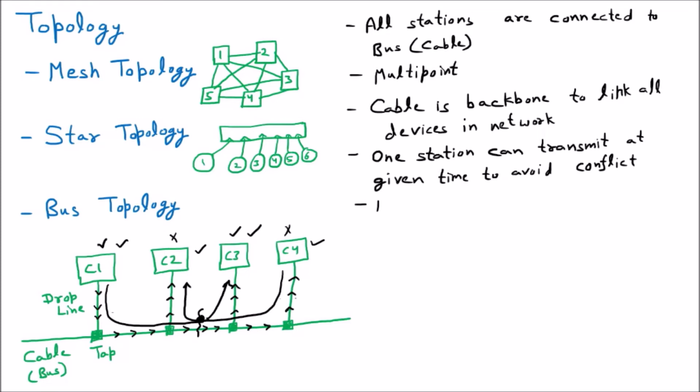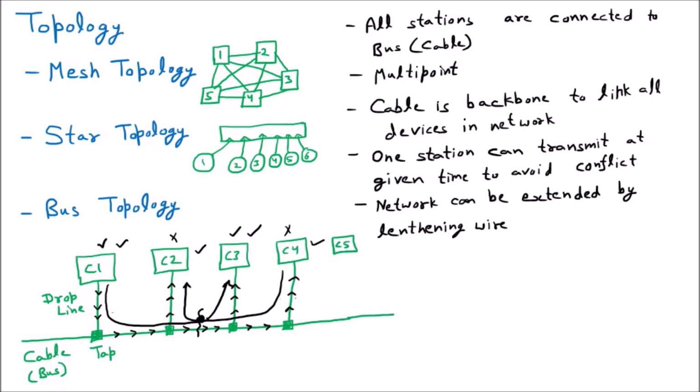So the network can be extended by lengthening, which means increasing the length of the wire. If I have to connect one more computer, say C5, no problem, increase the length of the wire and connect one more computer. This way we can increase the network if we want.